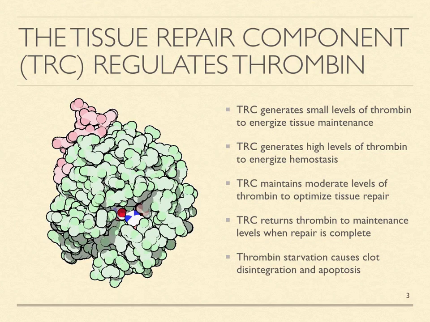The tissue repair component continuously generates small amounts of thrombin in all tissues to energize the slow collagen turnover and cell replacement necessary for tissue maintenance. It generates high levels of thrombin to energize hemostasis in the immediate aftermath of injury. It then maintains moderate thrombin elevations within a narrow range to optimize tissue repair. As tissue repair nears completion, it returns thrombin generation to maintenance levels.